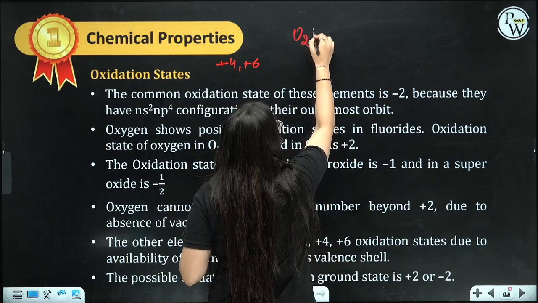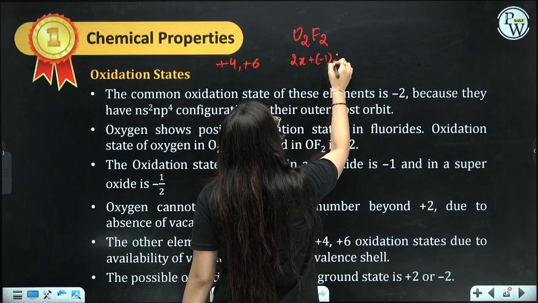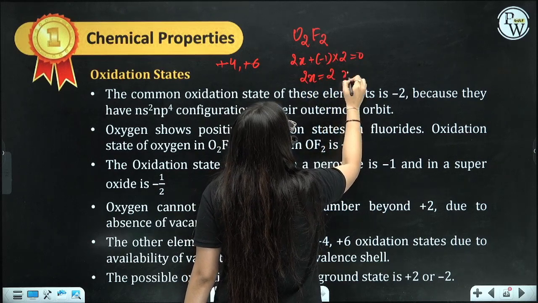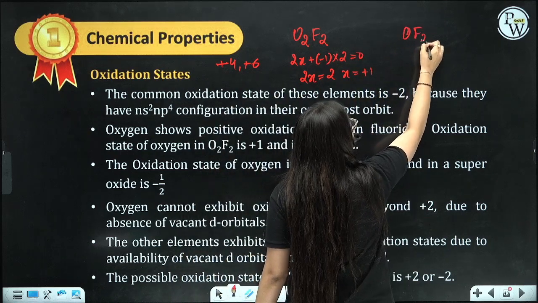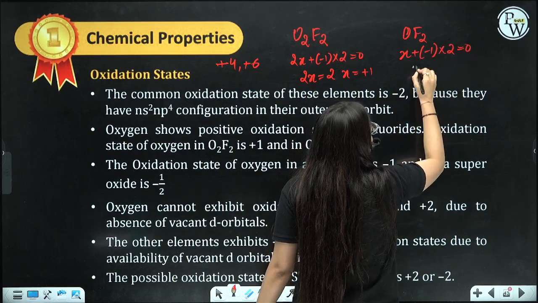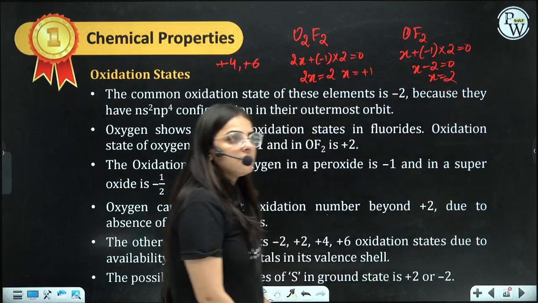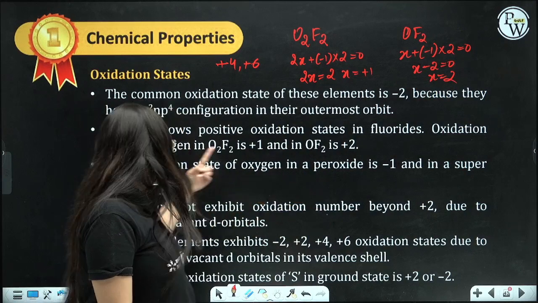For example, it is O2F2. For oxygen, you can say 2x. Now for fluorine, you know it's -1. There are 2 fluorine. Overall sum is 0, sorry, 2x is equal to 2, so x is basically +1, right? In OF2, x plus fluorine is -1, there are 2 fluorine, equivalent to 0. x minus 2 is equivalent to 0, so x over here is +2. Very simple thing, right? The oxidation state of oxygen in peroxide is -1 and in superoxide is -1/2.